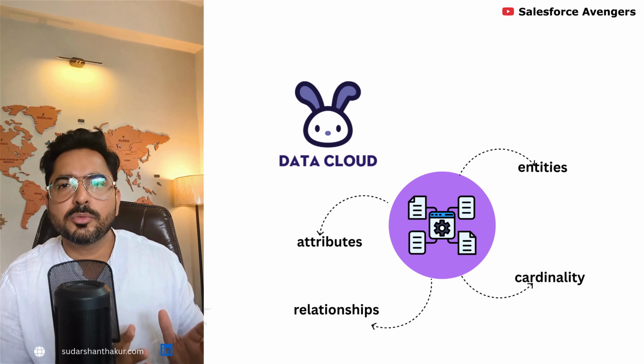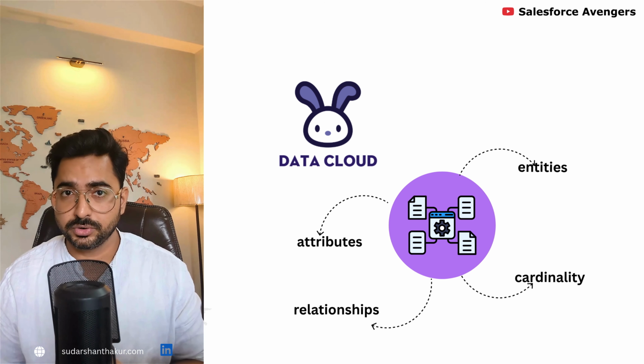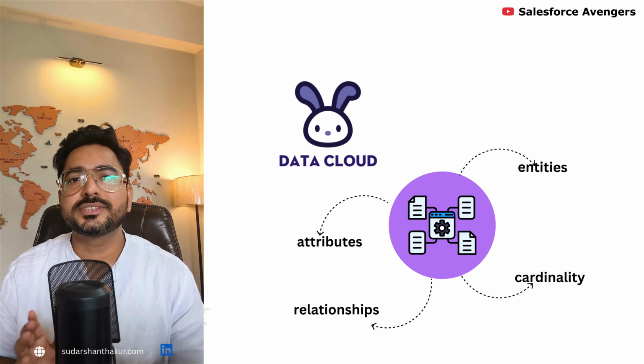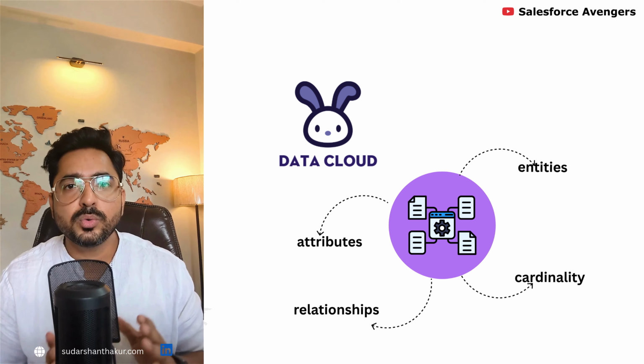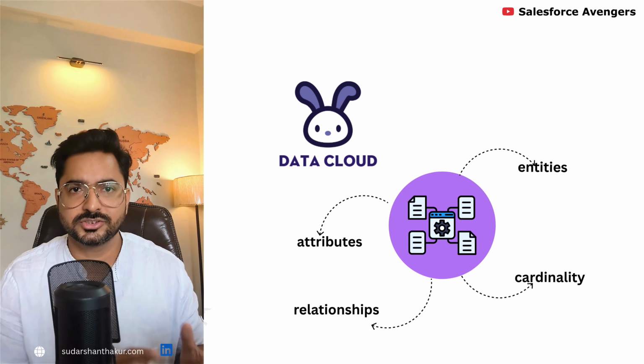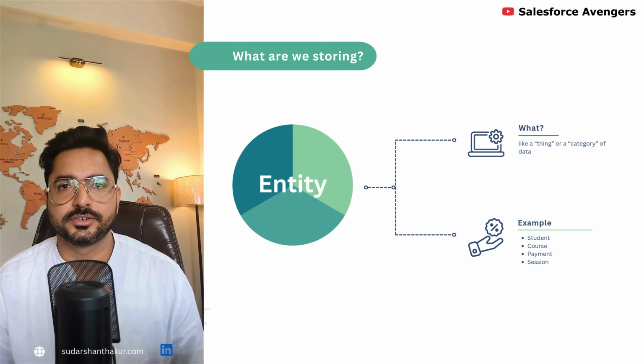I think of a data model like a blueprint. It tells you what type of information you'll store, what details you will capture about each, how those things are connected, and how many of one thing can be related to another. It's called cardinality. Let's break it down a bit further.